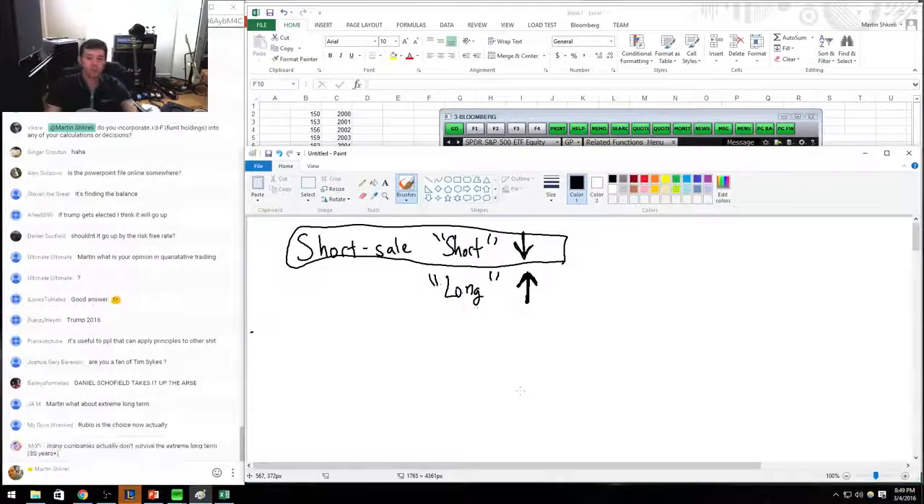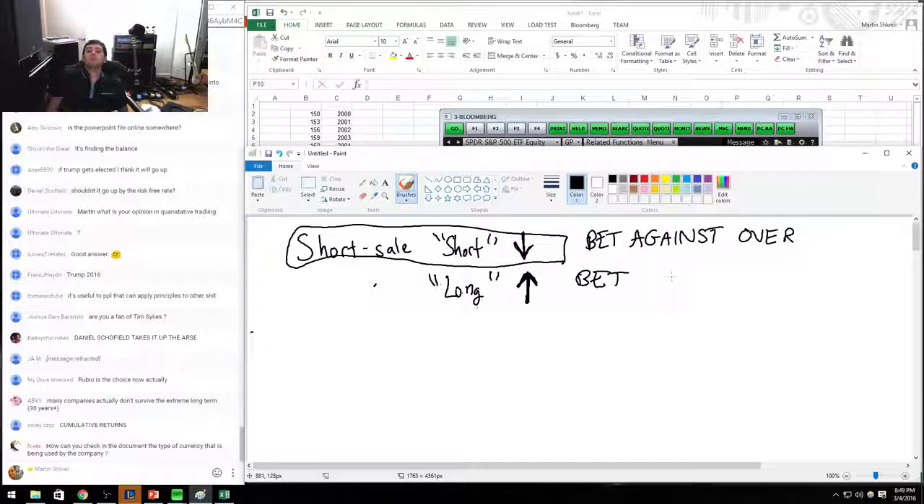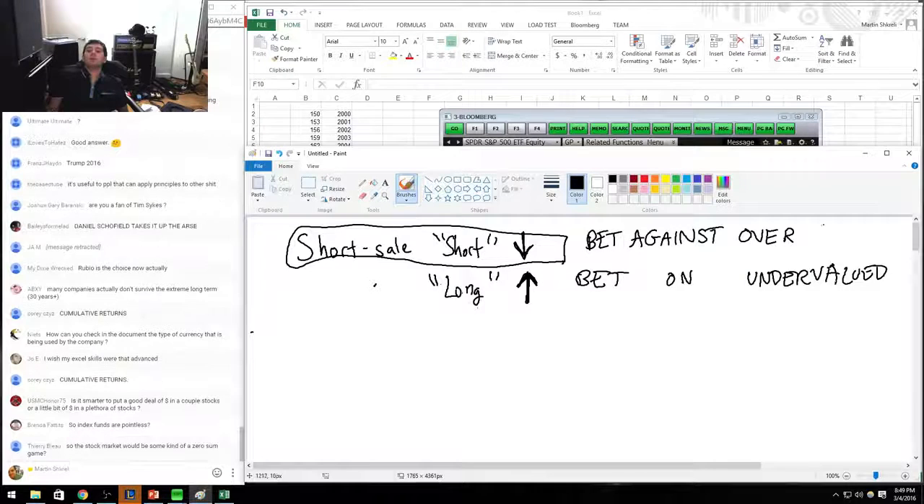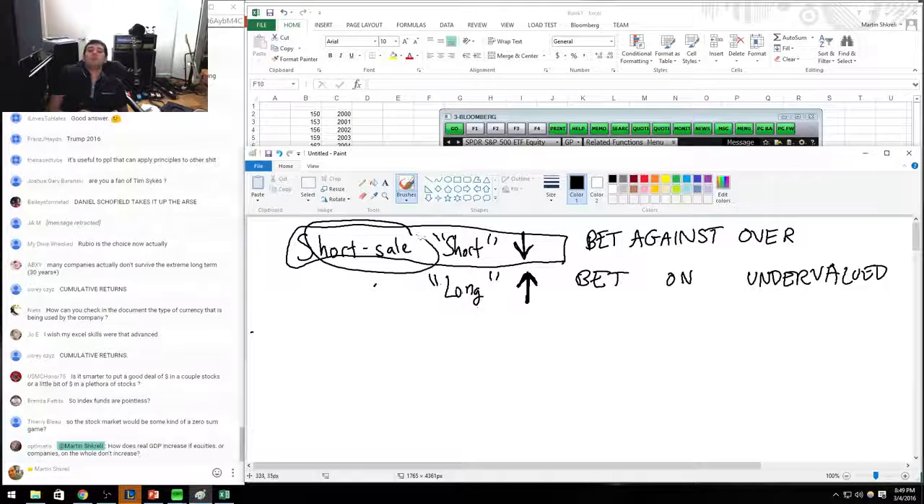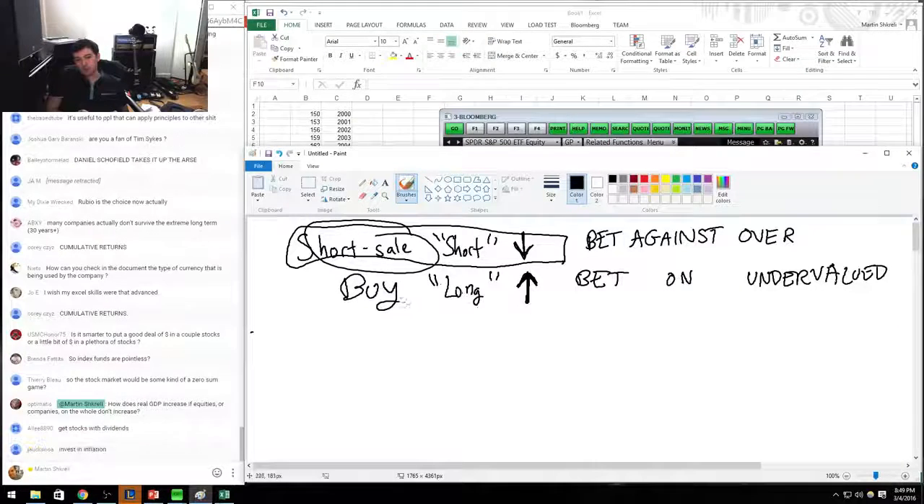I'd much rather bet against overvalued stocks and bet on undervalued stocks. And I'll make a lot of money that way. Why do I have to guess the direction of the market? I'm not good at that. Very few people are good at that. But I can tell a dog when I see one. That's why I'm good at short selling. And I can tell a great company. I'll buy long when I see an undervalued stock like maybe IBM.